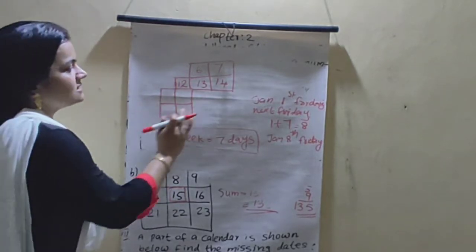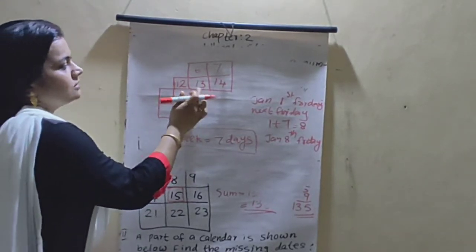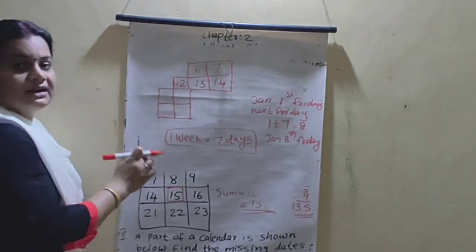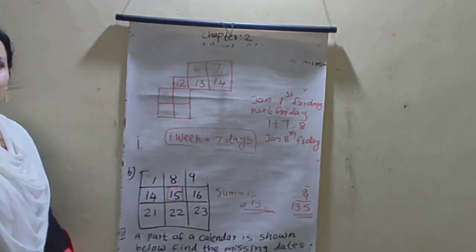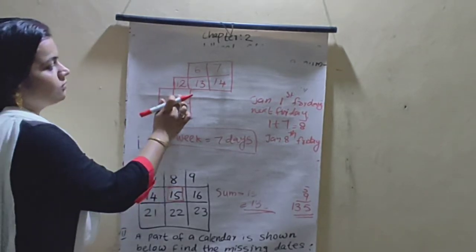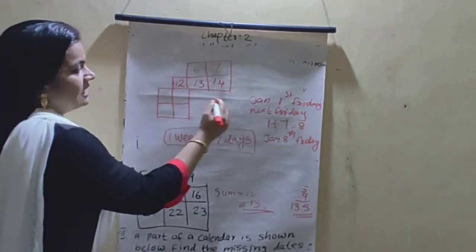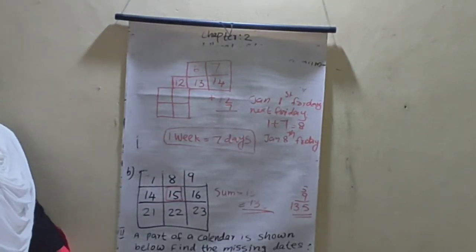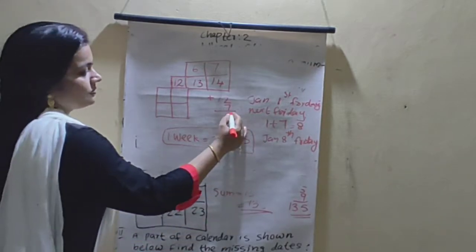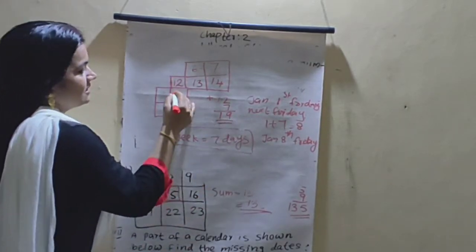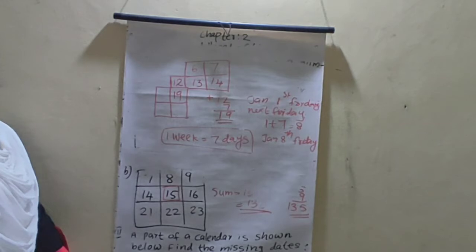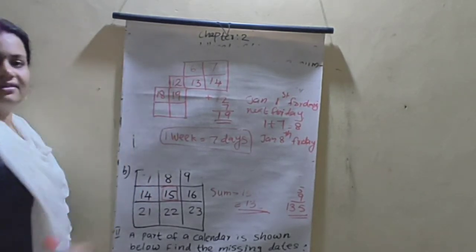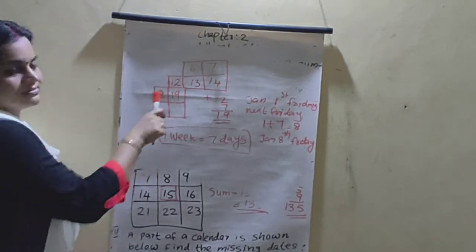Okay, how to find out the missing dates? For 13, you just draw an additional column, then write the number just before the given number. Before 13 is 12. Then 12 plus 7. What is 12 plus 7? 19. Then what about before 19? 18. We got these two dates.